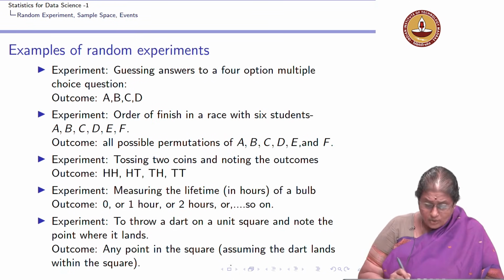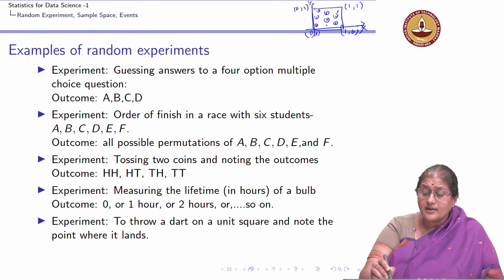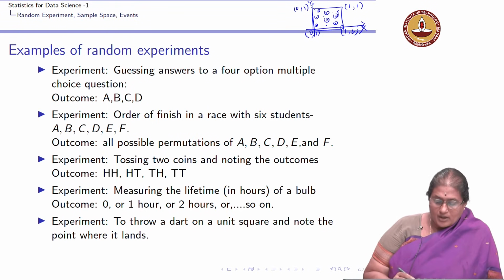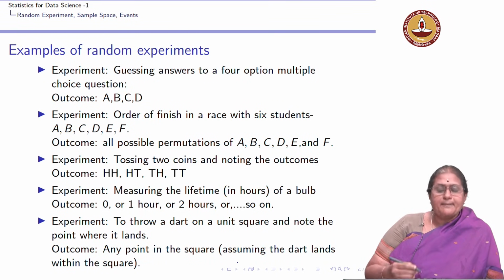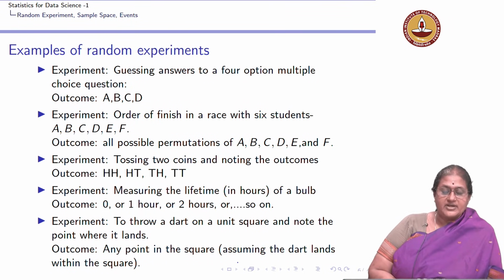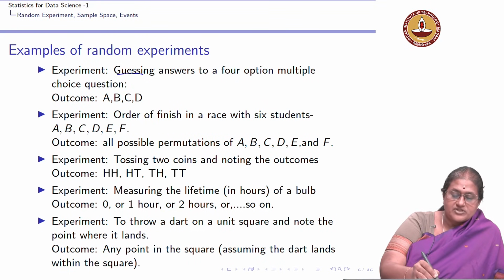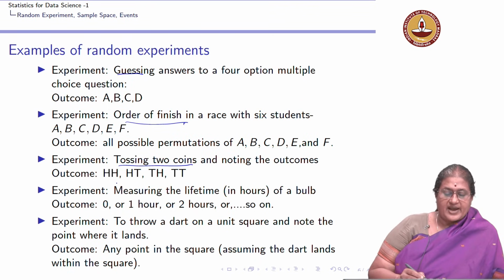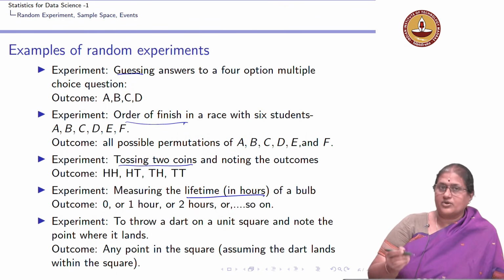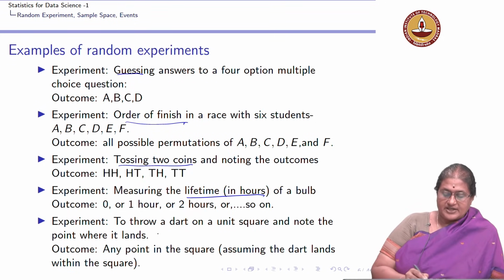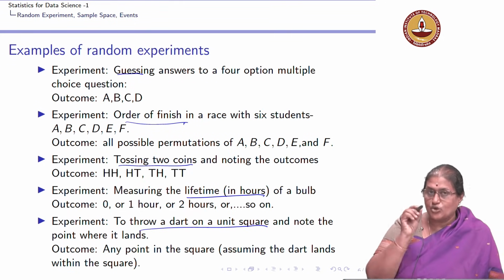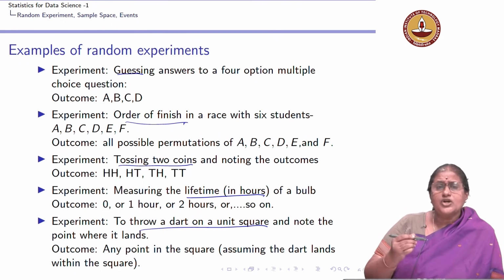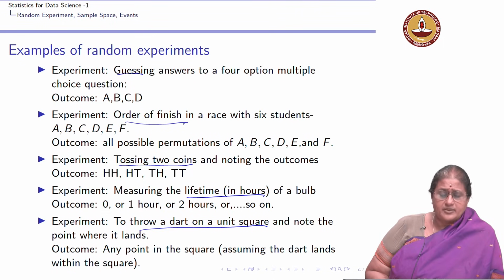Why is it random? I know it would be any point in the square, but I really do not know which of these points would be the actual outcome. So, these are examples of random experiments. You can see that they are random because I am guessing. The order of finish is not known. When I am tossing a coin, it could be either head or tail. Measuring lifetime, it could be anything. There is an element of uncertainty. Similarly, when I am throwing a dart in a unit square, it could be any point in the unit square. So, these are some examples of random experiments.